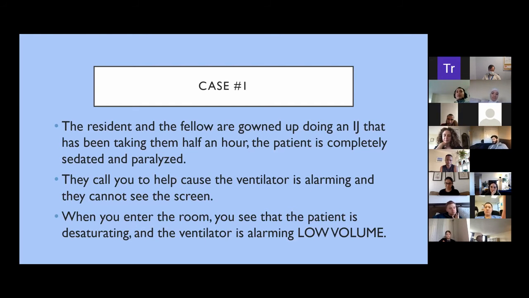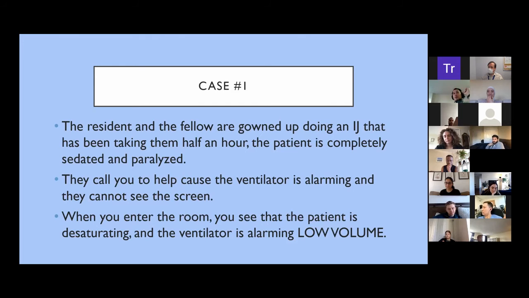When you enter the room, you see that the patient is desaturating and the ventilator is alarming low volume. What is going on? Make sure that the circuit is connected, because sometimes when we move the patient's head, it gets disconnected, or there is a leak somewhere. In which parts of the ventilator circuit would you look for a leak? Starting from the connection with the ventilator to the balloon of the tracheal tube.